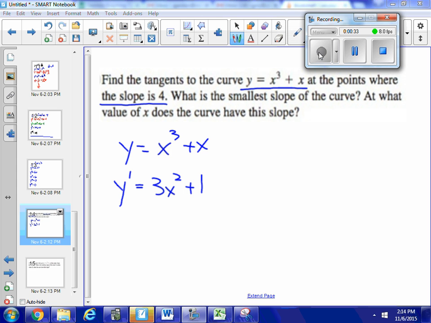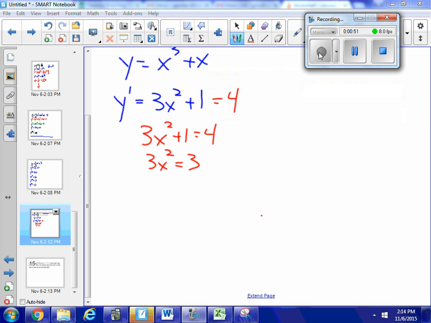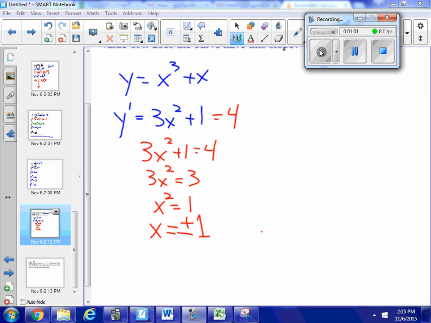Well, I'm supposed to find out where this is equal to 4. Where is the slope equal to 4? So I have 3x squared plus 1 is equal to 4. That gives me 3x squared is equal to 3. So x squared is equal to 1. X is equal to plus or minus 1. So on my original function right here, I will have a slope of 4 at the x values of 1 and negative 1.